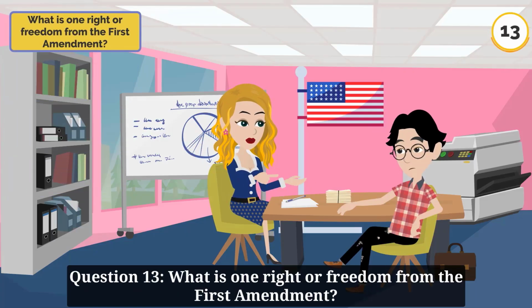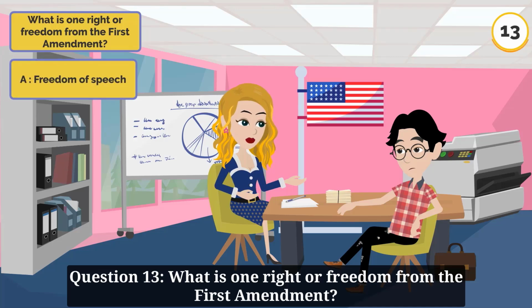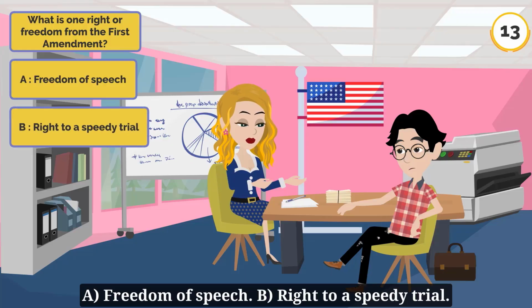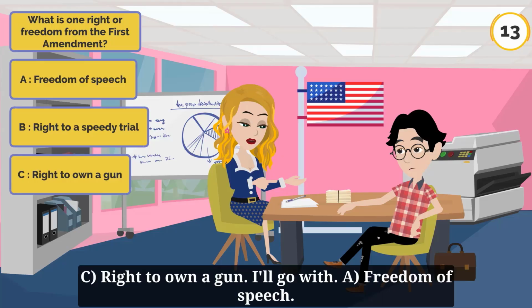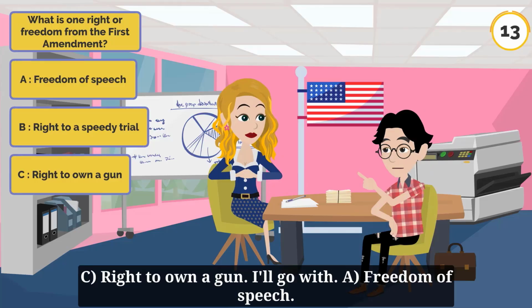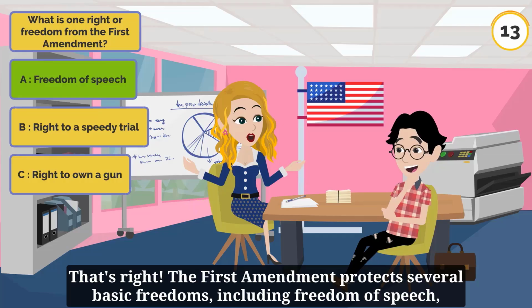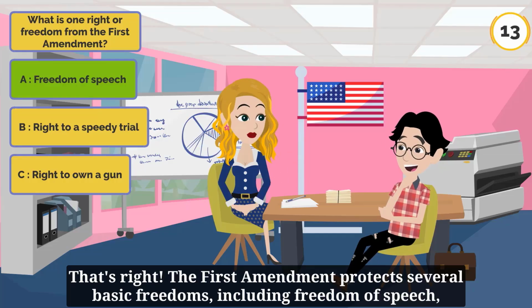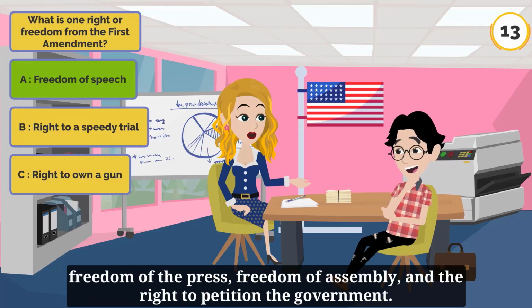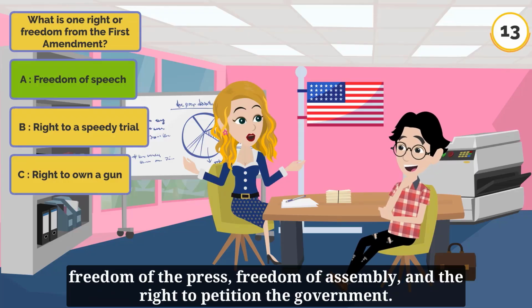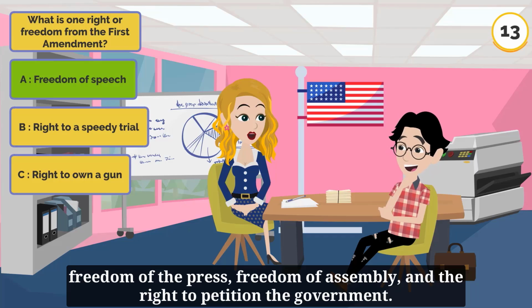Question 13. What is one right or freedom from the First Amendment? A. Freedom of speech. B. Right to a speedy trial. C. Right to own a gun. I'll go with A. Freedom of speech. That's right. The First Amendment protects several basic freedoms, including freedom of speech, freedom of the press, freedom of assembly, and the right to petition the government.